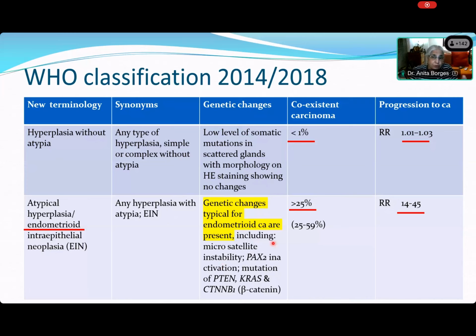Now, you get coexisting invasive carcinoma in greater than 25% of this, or 25 to 59%. And this is the progression to carcinoma. The relative risk is 14 to 45%. So these are simple terms that you can use, and they are acceptable for the WHO.